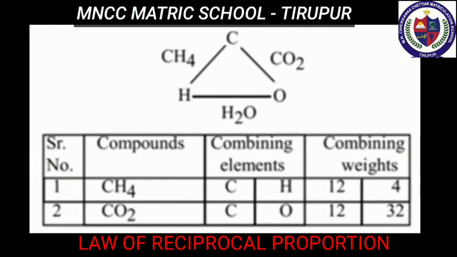Next we move to law of reciprocal proportions. The law of reciprocal proportions was proposed by Richter in 1792. It states that if 2 different elements combine separately with the same weight of a third element, the ratio of the masses in which they do so are either the same or a simple multiple of the mass ratio in which they combine.